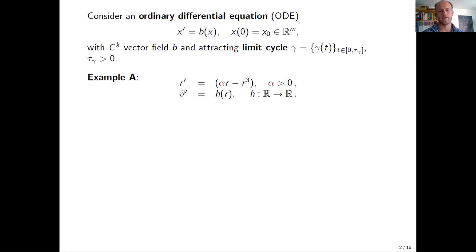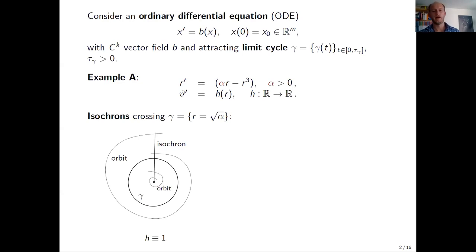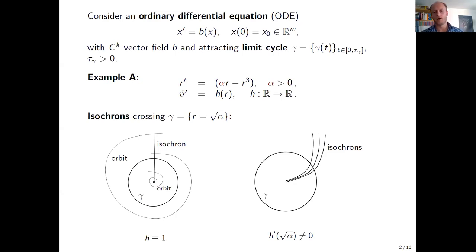And then in the angular variable, we have some dynamics which should be bounded away from zero, such that we actually turn around on our limit cycle. So in this case, we have these isochrons crossing the limit cycle at the radius square root of alpha. And as we've seen before, if the angular speed were constant, then we would have just straight lines as these isochrons. And when we don't have that, so if there's some change at square root of alpha in our speed, then these isochrons might bend.